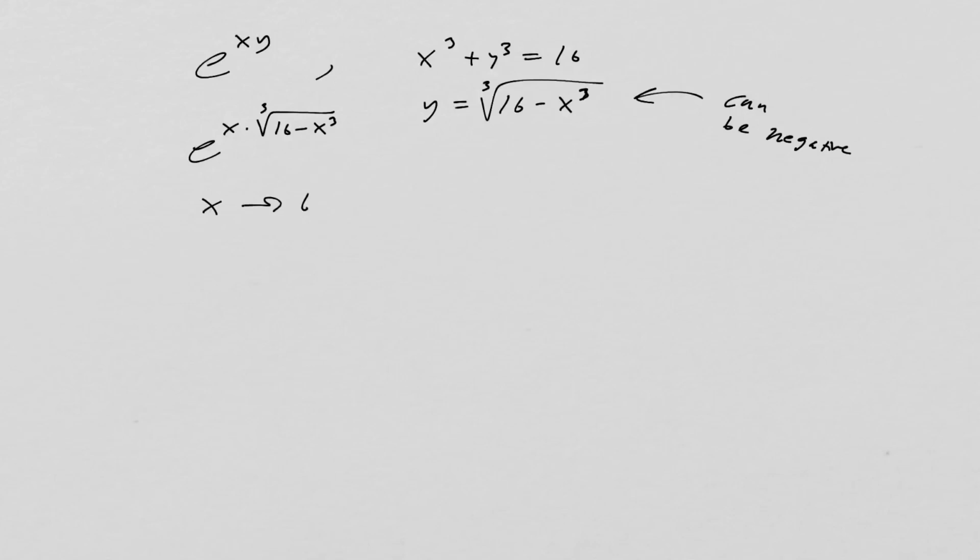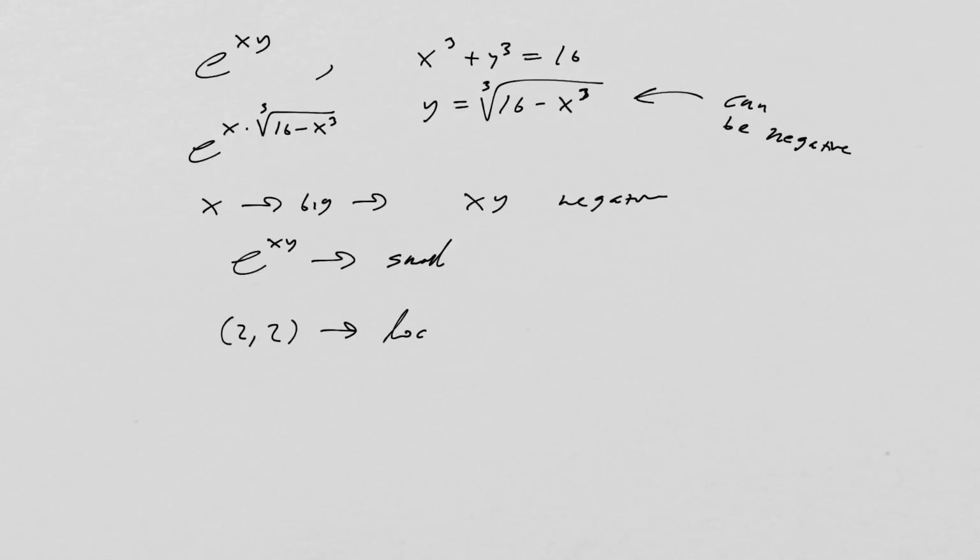And of course, if I take x really big, x times y is going to become negative, and that means e to the x times y is going to go small. So it looks like 2 is going to be a maximum on the level curve x cubed plus y cubed is equal to 16.